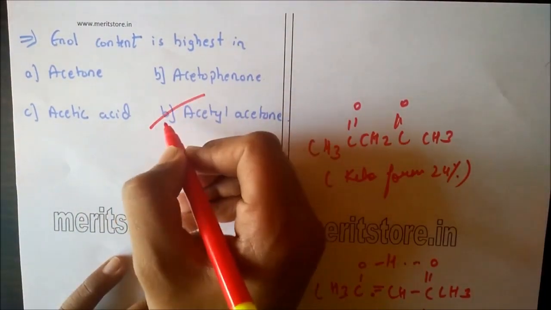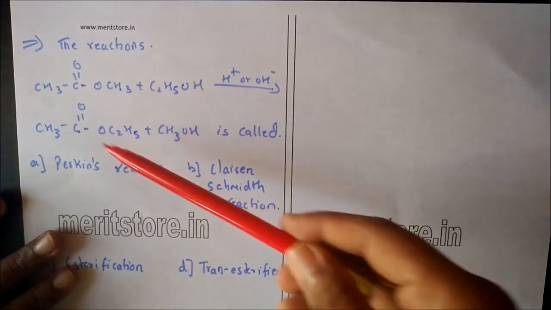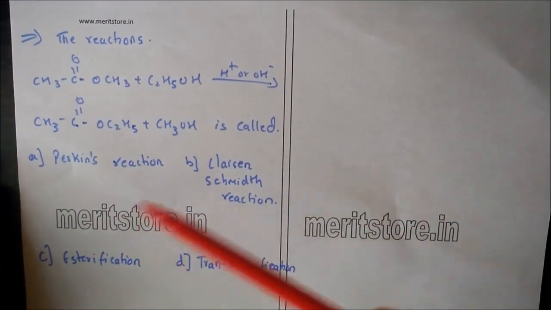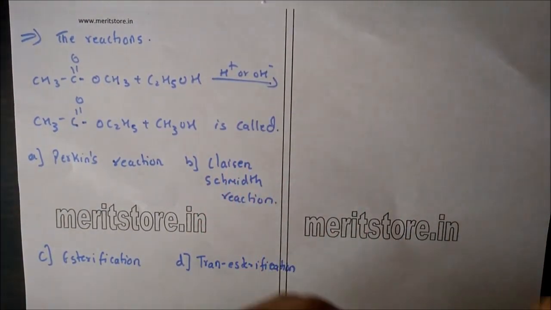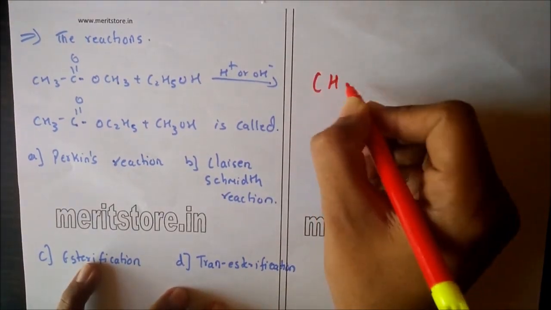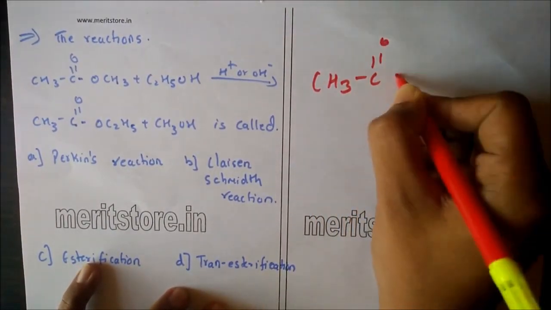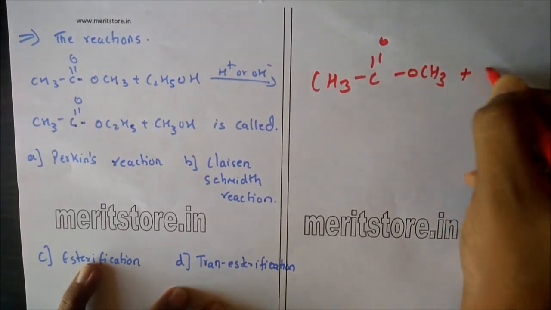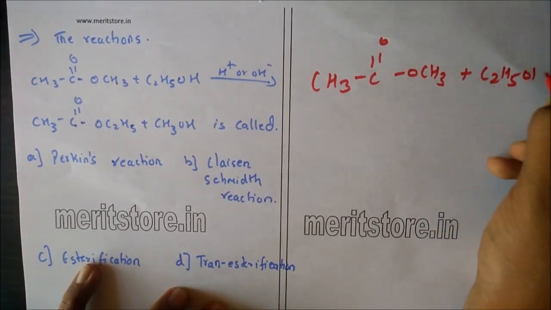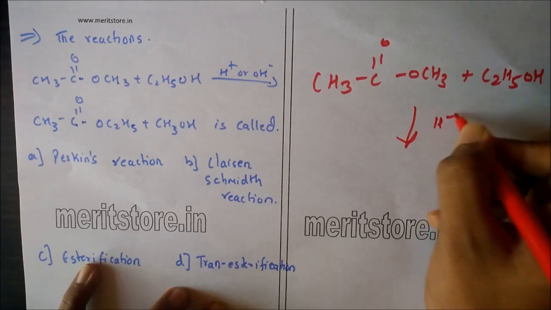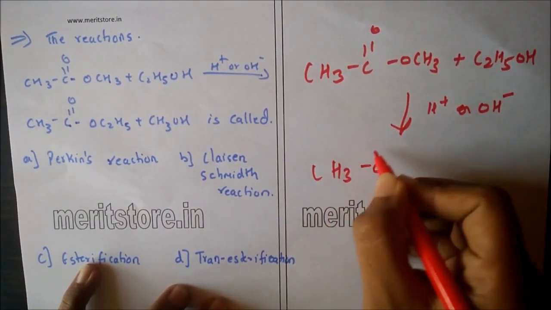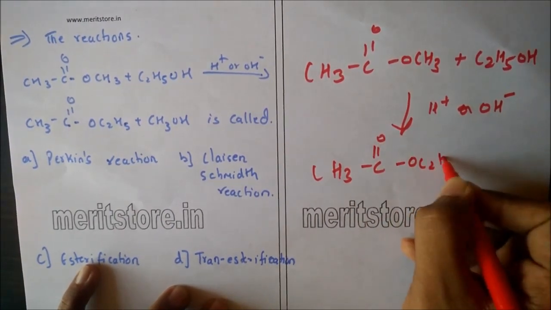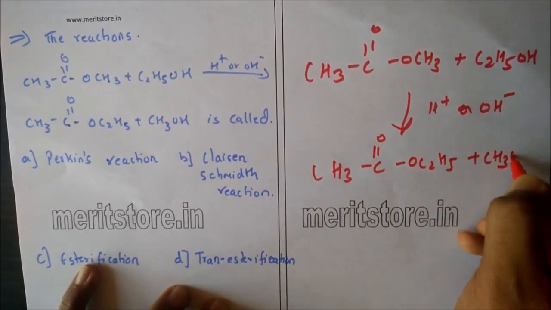The reaction given here is called either A. Perkin reaction, B. Claisen-Schmidt reaction, C. esterification, or D. transesterification. Now let's look at the reaction. What is happening? This ester, CH3 C double bond O with an OCH3 group, in the presence of ethyl alcohol and a catalyst, an acid or a base OH minus, gives rise to CH3 C double bond O OC2H5 plus CH3OH.